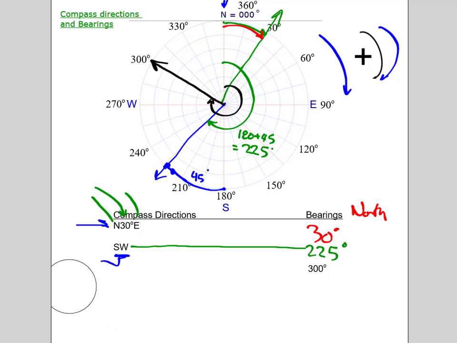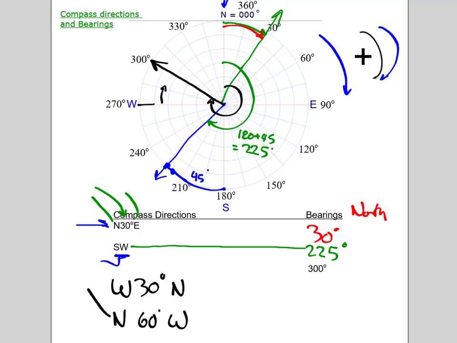Let me just cut some space here. We could say it's west 30 degrees to the north. So west 30 degrees to the north. That would be a possible answer. We could say it's north 60 degrees to the west. That would also be an acceptable answer.